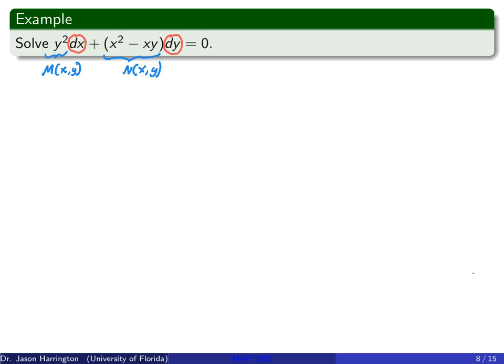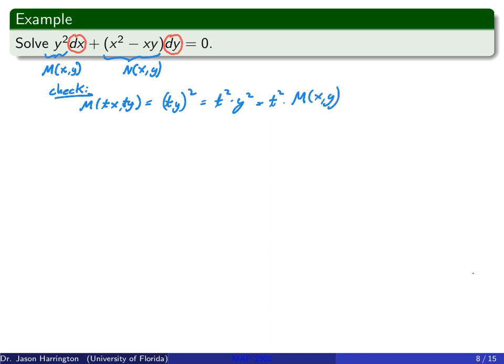Just label the one in front of the dy as n, and the one in front of the dx as m. So the first thing I'm going to do is check to see if I can even do this technique. If I check m of tx comma ty, then that just turns into ty quantity squared, which I can write as t squared times y squared. But remember, y squared was just m, so that's just t squared times m of x, y.